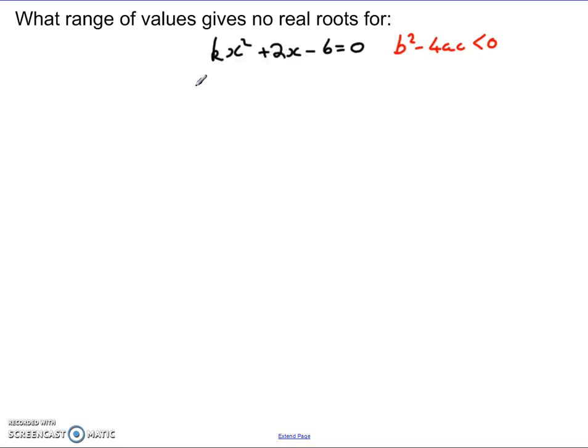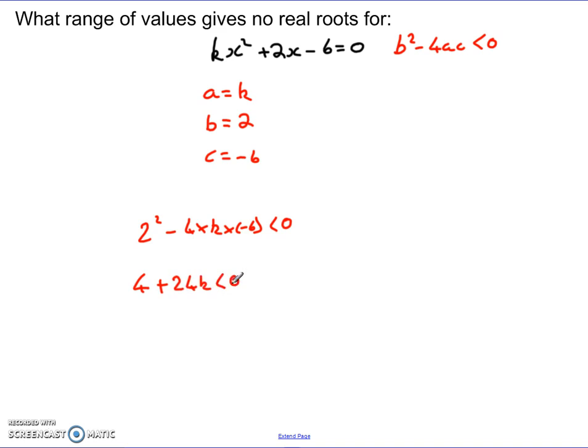So that's what I'm looking for when I solve this equation. So it's the same set of steps to begin with. I still need to figure out my A, my B and my C, and I then take it from there. So in this case, A is equal to K, B is equal to 2, and C is equal to negative 6, and I then plug it into my equation. So I get 2 squared, take away 4 times K times negative 6 has to be less than 0. Work all these values out, and I get 4 take away, well, 4 6s are 24, but it's 4 times negative 6. Minus minus gives you a plus, so it's 4 plus 24k is less than 0.